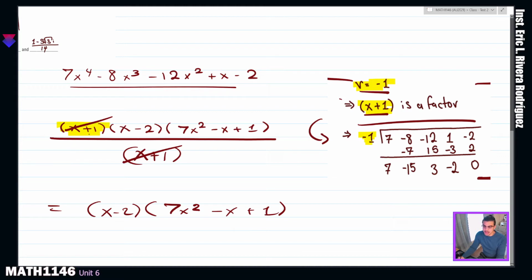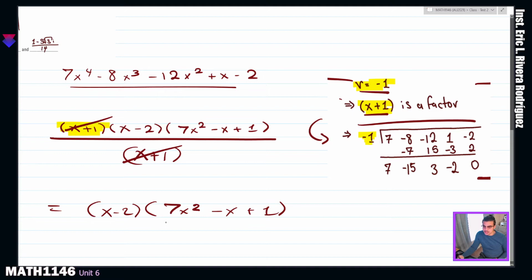So see what happened in the depressed equation. Now we don't have x plus 1 as a factor, meaning that the zero equal to -1, the zero of the polynomial, is not in the depressed equation. So at this point, we have taken out one linear factor, x plus 1.